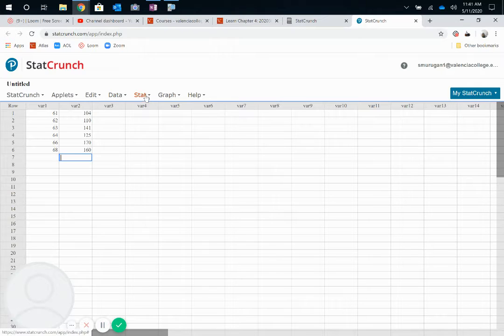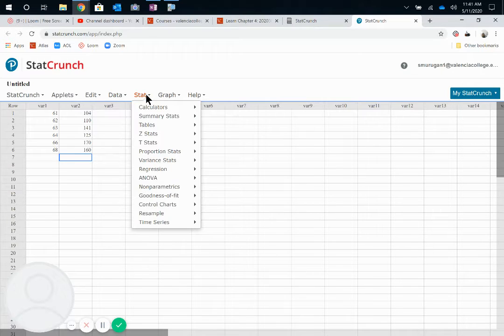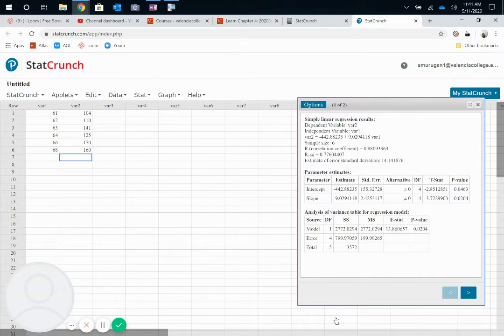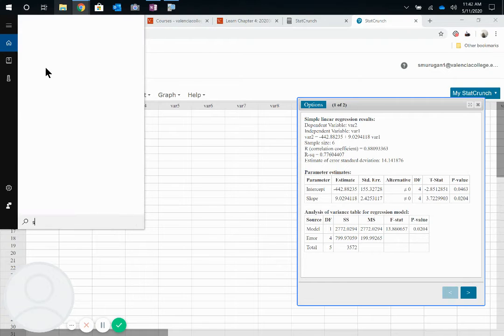Next, I'm going to go to the Stat button and scroll down to regression and press simple linear regression. Select the first column as the X variable, the second column as the Y variable, and press compute. And right about there, you can see the correlation coefficient. I'm going to snip that page out and bring it over so you can see it in the notes.